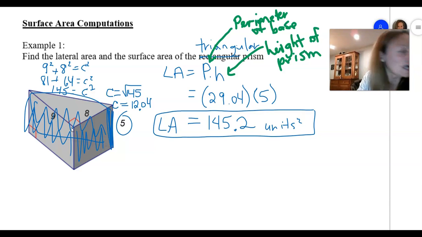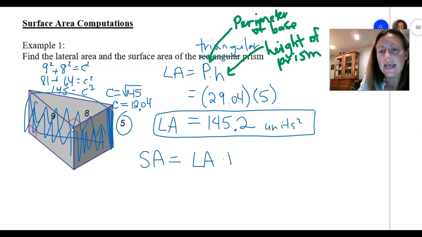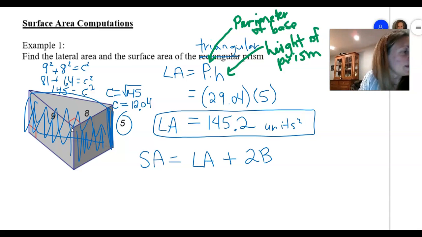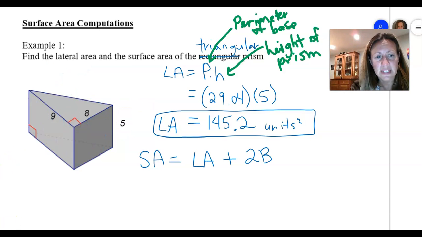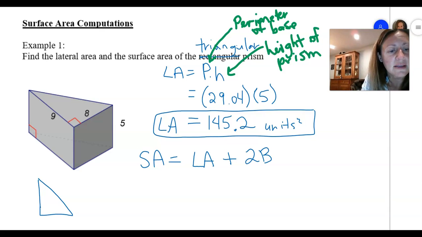Now, if we want the entire surface area, we're going to have to take the lateral area and add the two bases, the area of each base, times 2, because there are two bases, plus the lateral area. Now, each of these bases is a right triangle, and that right triangle itself has a base of 8 and a height of 9.